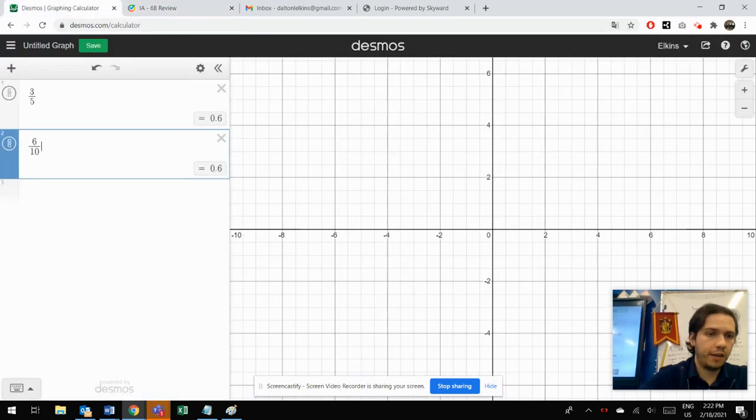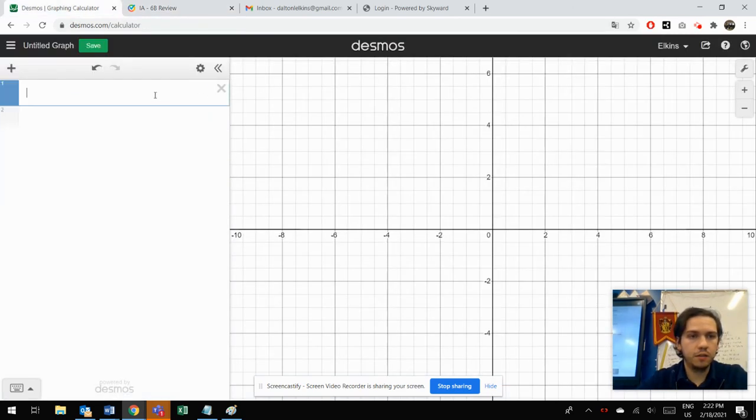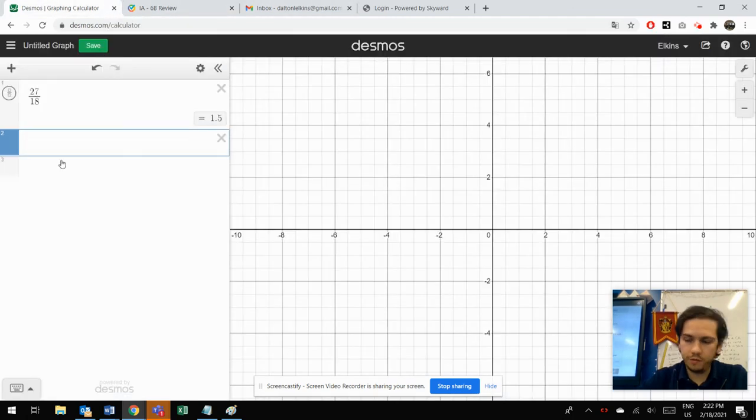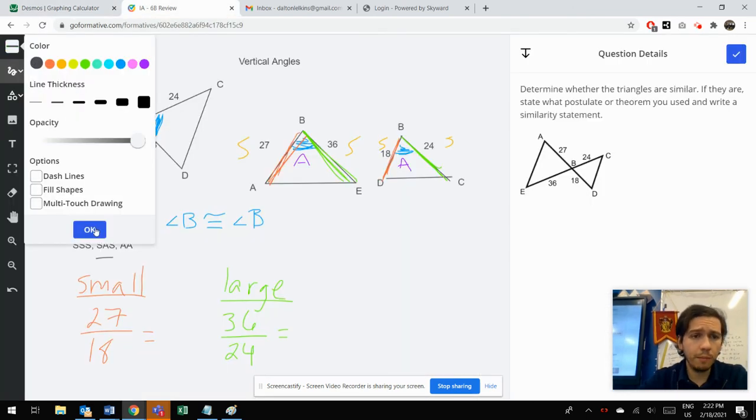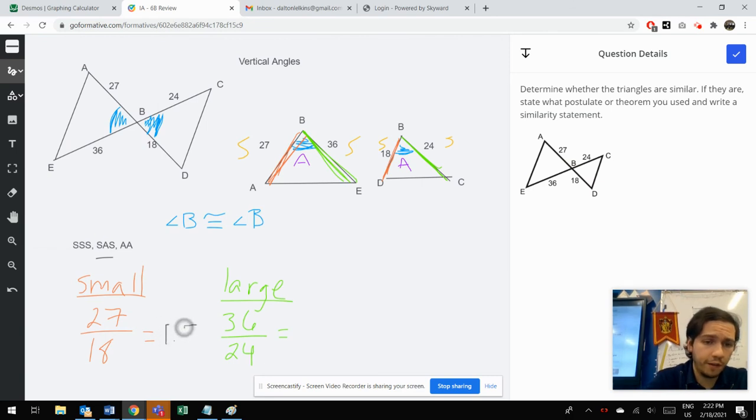Okay, well, let's take out our calculator. Let's do 27 over 18. And then was it 36 and 24? 36 divided by 24. All right, both of them are 1.5, so they're the same. That means the ratios of corresponding sides are the same, and there's a congruent angle between them.